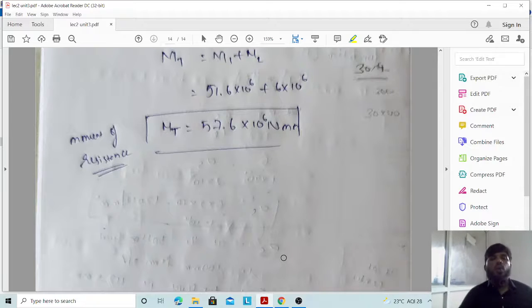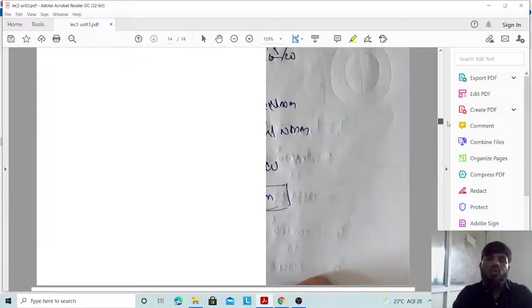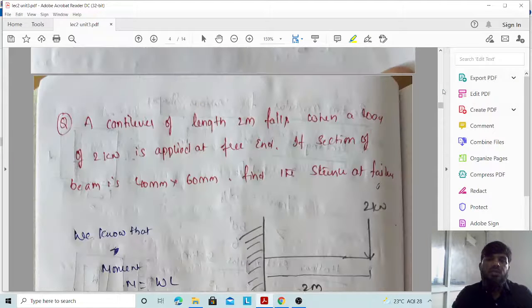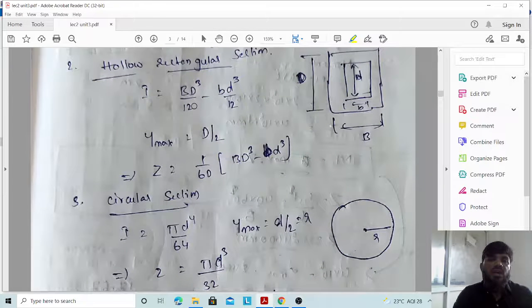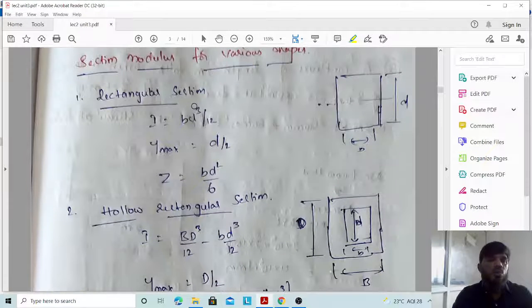In this way, we have to calculate the moment of resistance for the problems, whether it is a composite section, a T section, an I section, or a hollow section. Whatever it may be, you have to remember the moment of inertia first. We have discussed the moment of inertia formulas and section modulus formulas; I have given them in your first pages, so you can see the notes. I showed you all these things before teaching section modulus, and I have even given the y max values, how you have to take them.